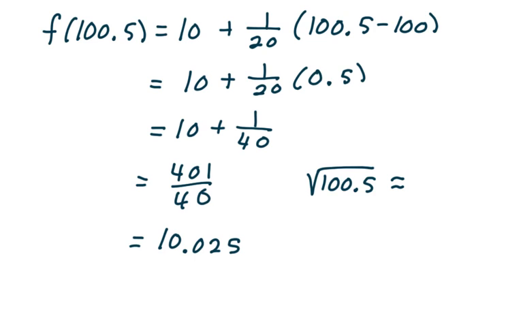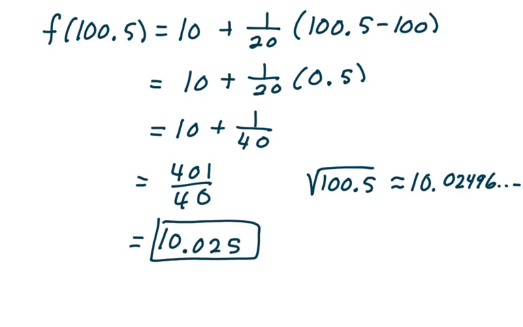Now, in the calculator, if I did square root of 100.5, I'll just show you what I end up getting. And this is 10.02496, on and on and on. And so this is a fantastic approximation, and it's much easier to plug it into the linear function than it is to actually calculate that straight on.